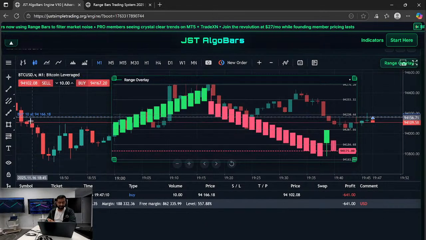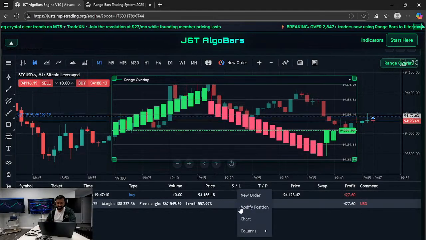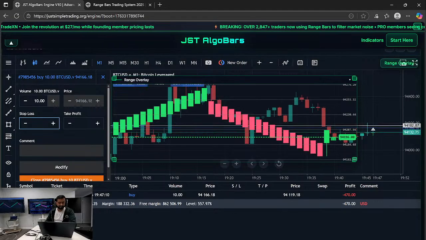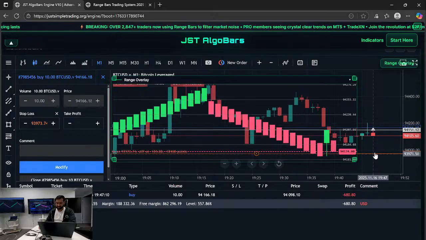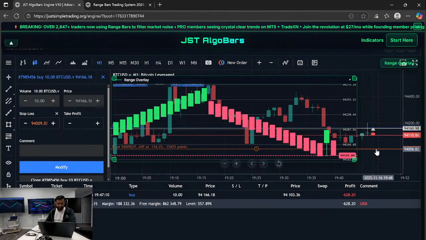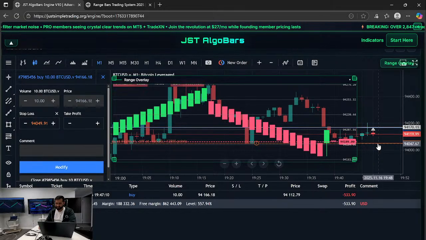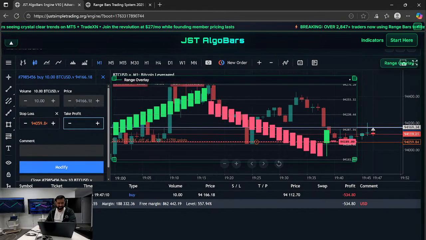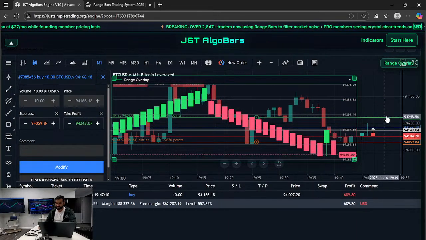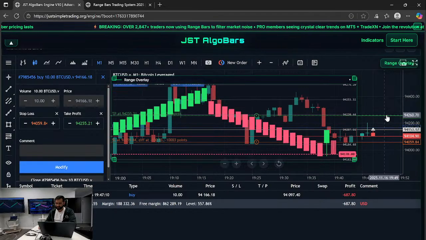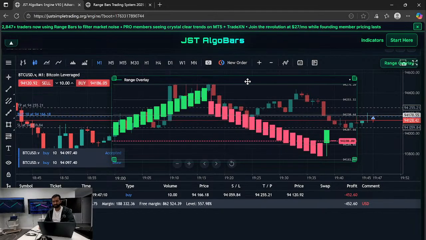I'm going to go ahead and set my stop loss and my take profit. Let's see if I can drag this down right here. Where was our entry? Our entry was 94,166. So the stop loss is going to be 94.66, right there, and our take profit at 92.66. There we go. Now we've set our stop loss and our take profit on this trade.